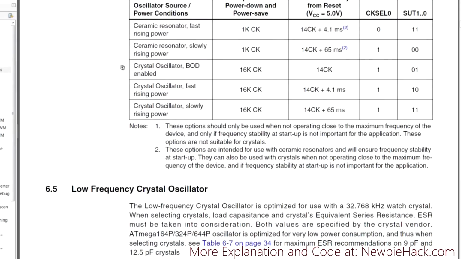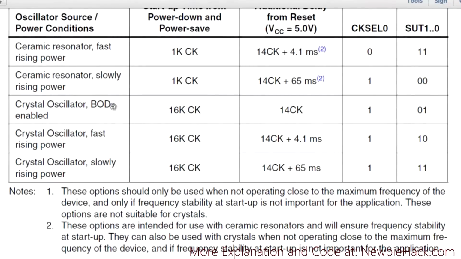And here is the section for crystal oscillator. We have the BOD enabled, fast rising power, and slowly rising power. The BOD stands for brown out detection. We're not going to be using that, so we can eliminate that as a possibility. My limited research tells me that the startup time allows the crystal oscillator to get into a stable frequency. So I'm going to go ahead and select 65 milliseconds as the startup time, because this is the slowly rising power, and it's going to provide the most time for the crystal to establish a stable frequency.